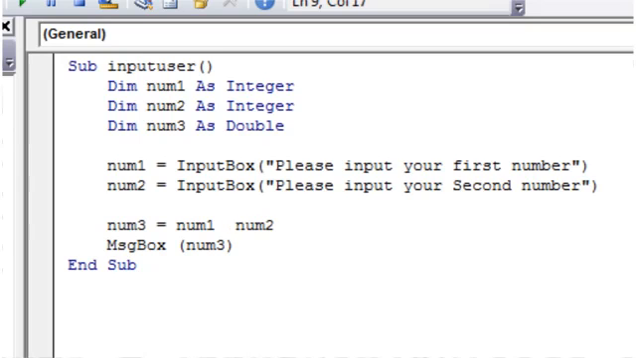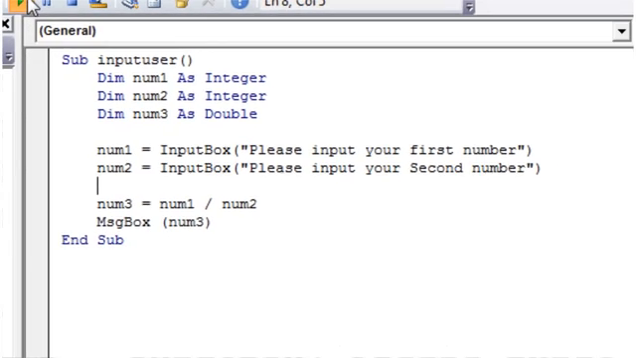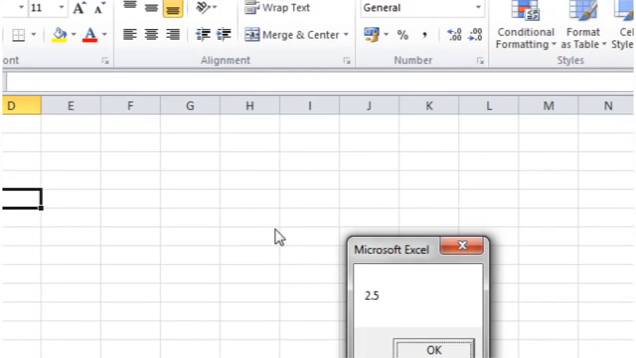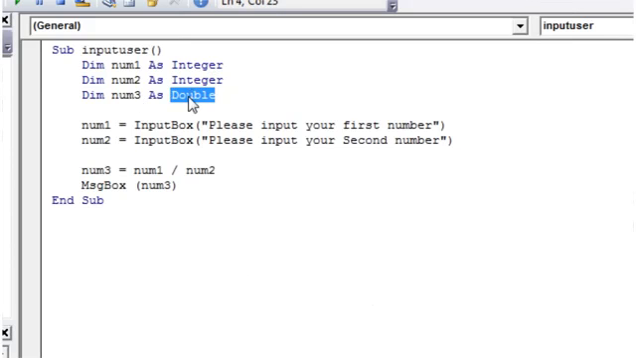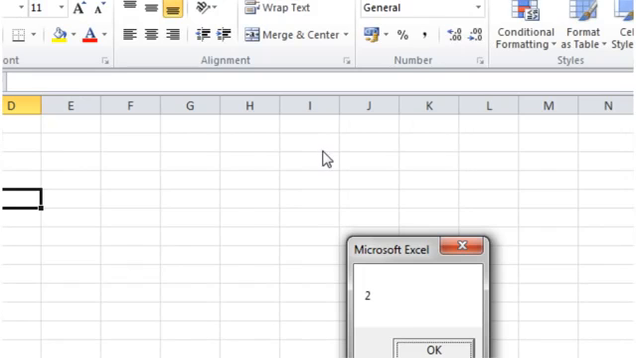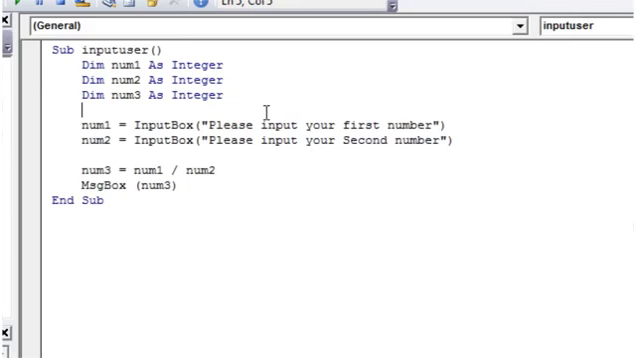What we're going to do is, instead of having num1 plus num2, num1 divided by num2, and then press play. And we'll show you what happens. So let's put in 5 as our first number, 2 as our second number, and then notice now we've got it coming out as 2.5. Now, if we had this as an integer as we had it before, and we tried doing this, press play, 5, 2, then it's only going to come out with 2. It's going to floor it off, and it's not going to give us the number that we want. So that's why we put this as a double.